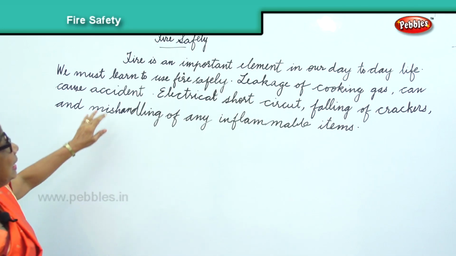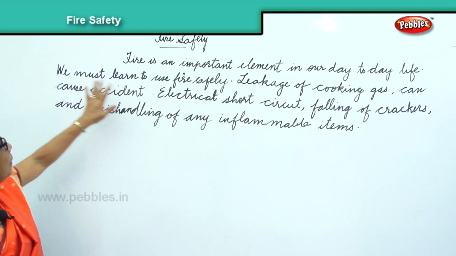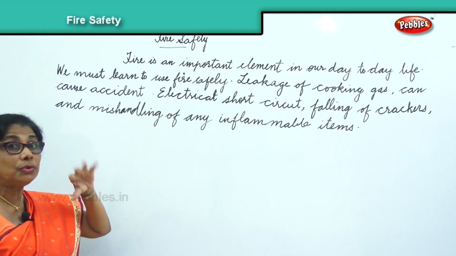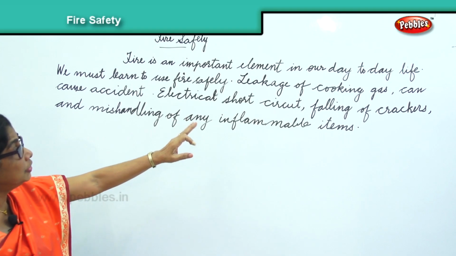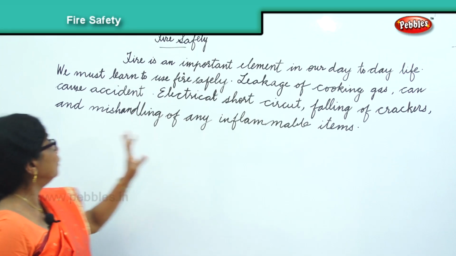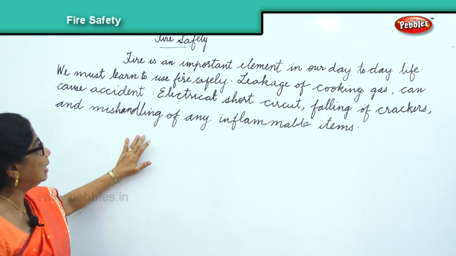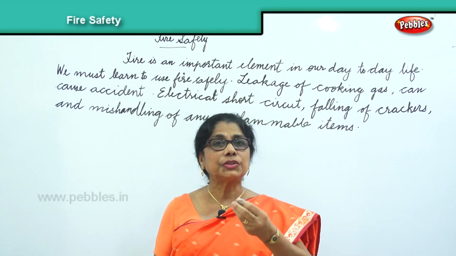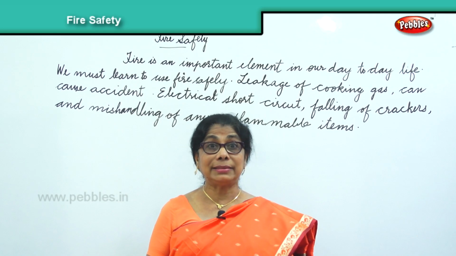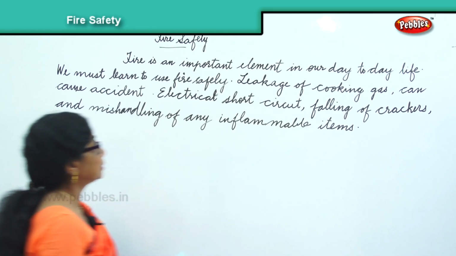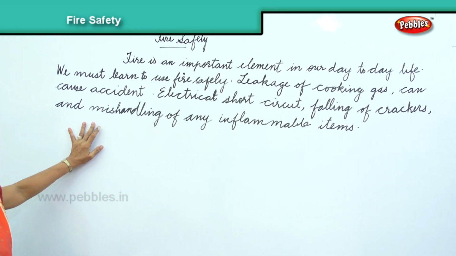We are talking about how we must learn to use fire safely. Now, to keep ourselves safe, we must know what will not keep us safe. Leakage of cooking gas can cause accidents, electrical short circuit, falling of crackers, and mishandling of any inflammable item. All these can cause small or major accidents. So, keeping safe. Now, we have to take certain precautions to keep ourselves safe when there is cooking gas.